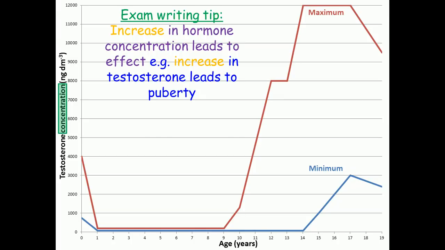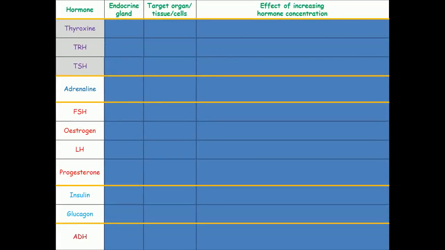When writing an exam question, you should make sure that when you're answering the effect of these hormones, you talk about the fact that an increase in the hormone causes the effect. So instead of saying something like testosterone causes puberty, you should say an increase in testosterone concentration leads to puberty. So always talk about an increase in the concentration when you're talking about the hormone in terms of its effect, and don't just state the effect of the hormone. So these are all the hormones that you need to know in terms of the endocrine gland, the target organ, and the effect, which will be talked about in topics in the next few minutes.